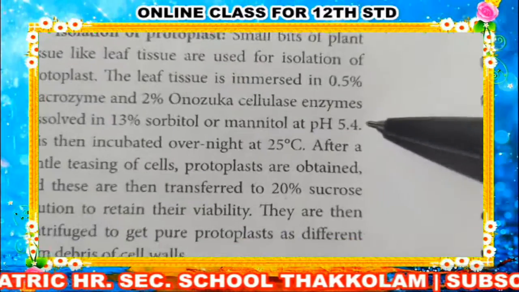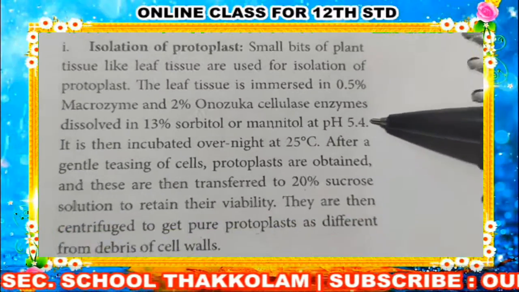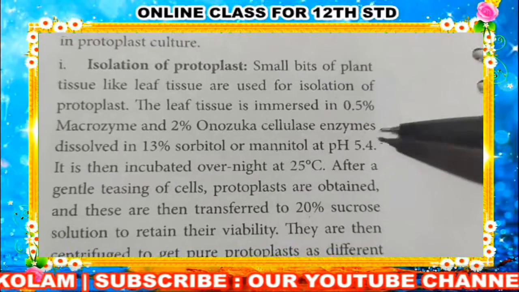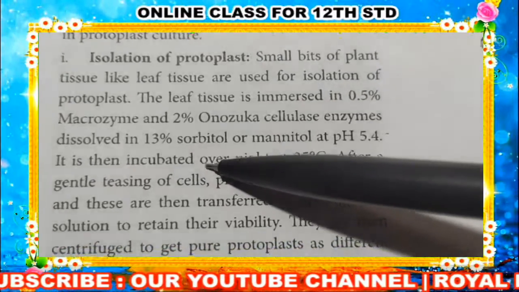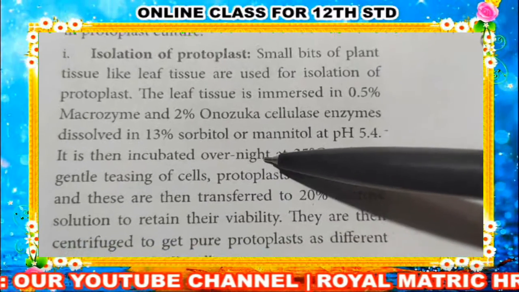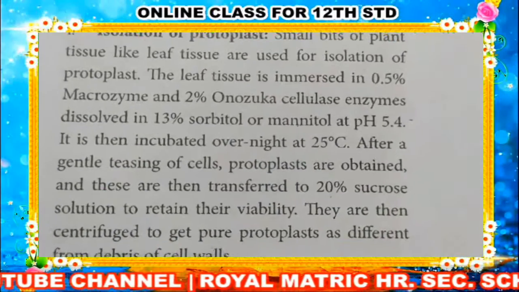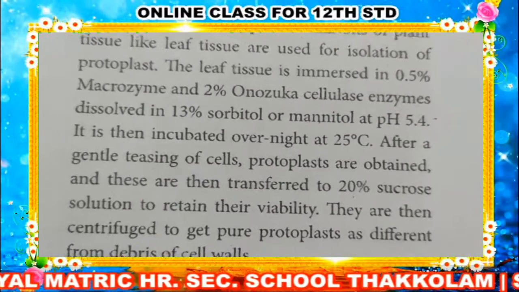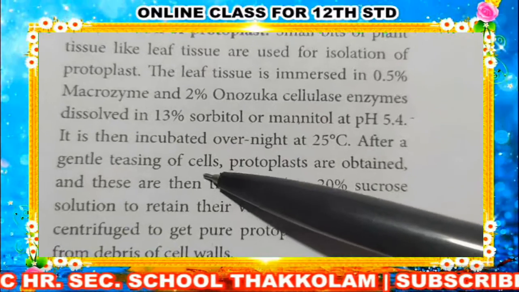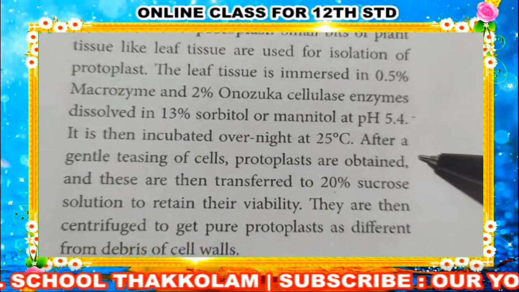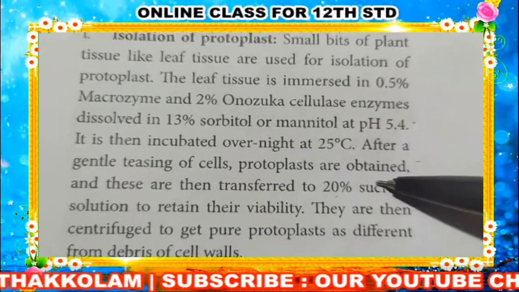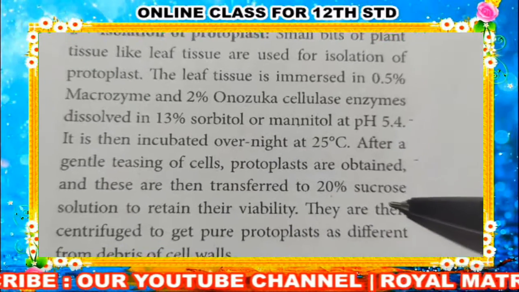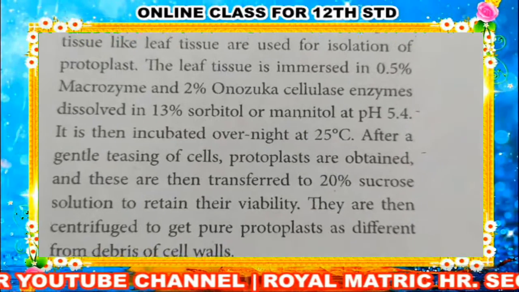We have said we maintain certain temperature and pH. The pH for protoplast isolation is 5.4, and then it is incubated overnight in the incubator at 25 degrees. After the teasing of the cells and cleaning, the protoplast is obtained, and then it is transferred to 20% sucrose solution to retain the viability.